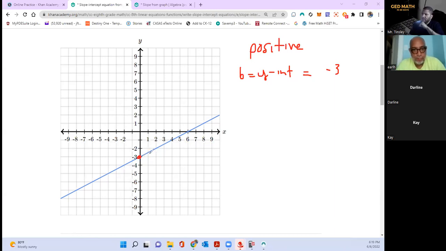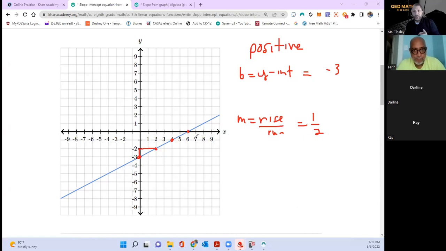So I'm going to go along this line. And what I realized is I could use this point here, or this point here, or this point here. It does not matter. I'm going to use the one closest to my Y-intercept. So my rise is going to be what? 1, because I need to go up 1. And my run is going to be what? 2. So my slope is 1/2.